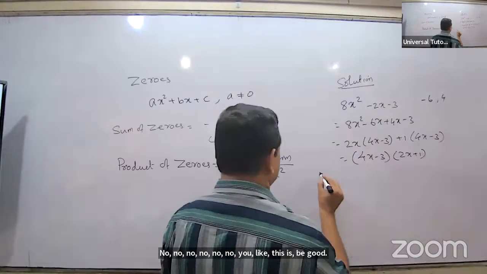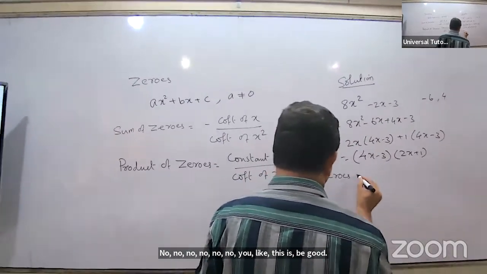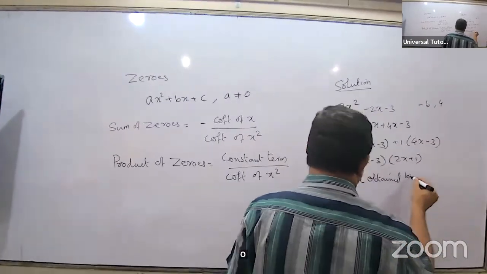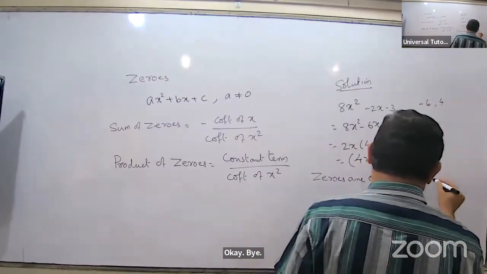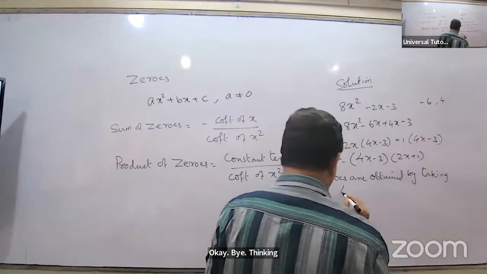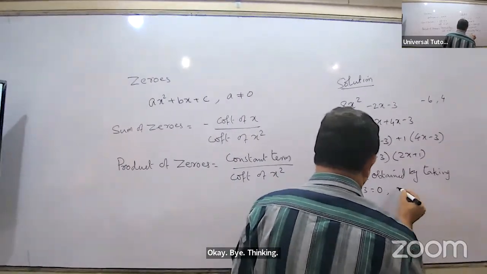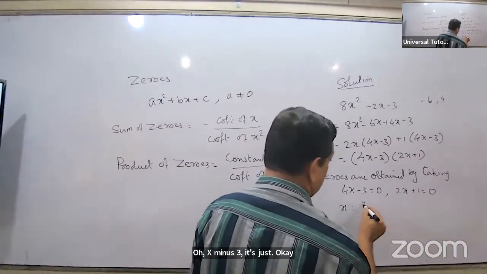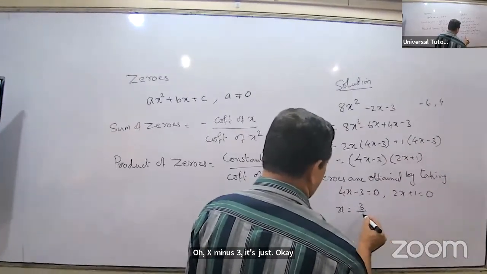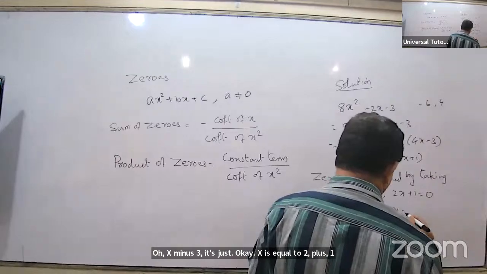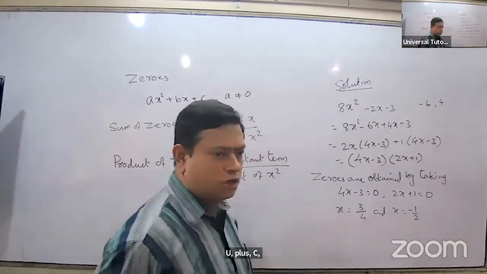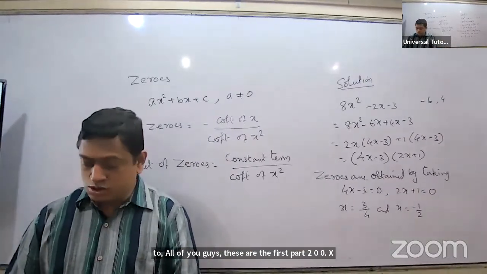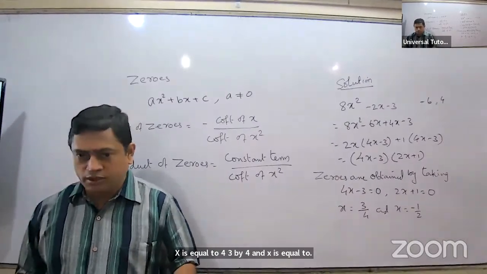Next step, write: zeros are obtained by taking 4x minus 3 is equal to 0, and 2x plus 1 is equal to 0. Therefore, x is equal to 3 upon 4 for the first zero, and the second one, x is equal to minus 1 by 2. All of you got these two zeros, the first part.